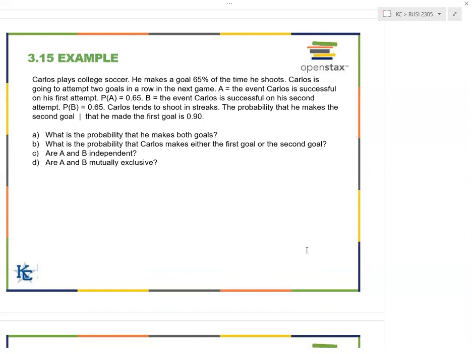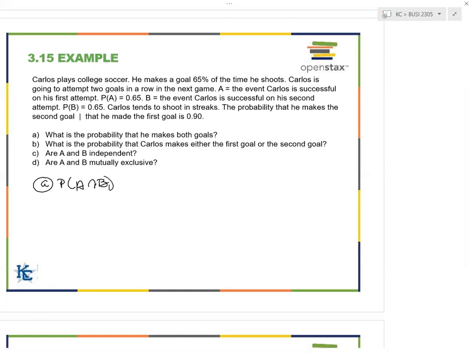Carlos tends to shoot in streaks. The probability that he makes the second goal, given that he made the first goal, is 0.90. So what is the probability that he makes both goals is the first question. If he makes both goals, then mathematically we represent that as the probability that A intersect B, right? Because to make both, he would have to and. He made the first one and the second one, right?